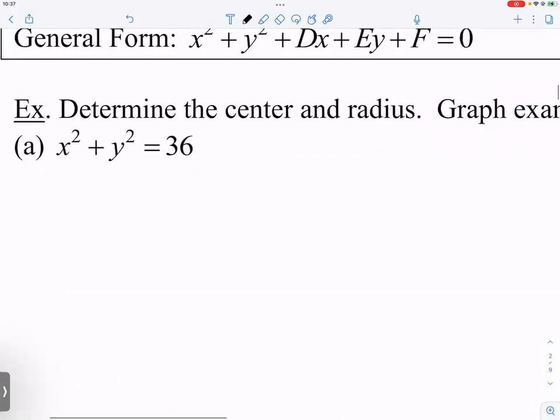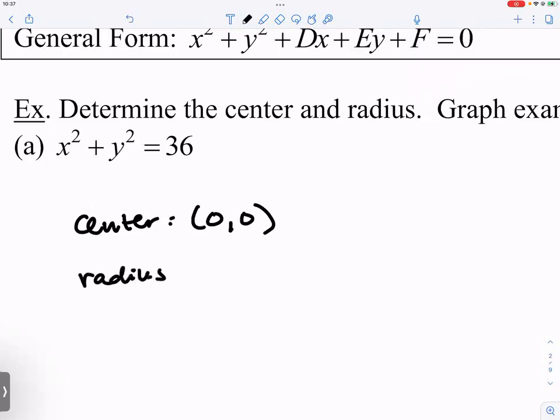So for A, where's the center? The center is 0, 0. We just said it. And the radius is 6. Okay, so h and k, in this case, are both 0, so that's why you have x squared plus y squared on the left. And the right-hand side is r squared, so the r is simply 6. Yes?